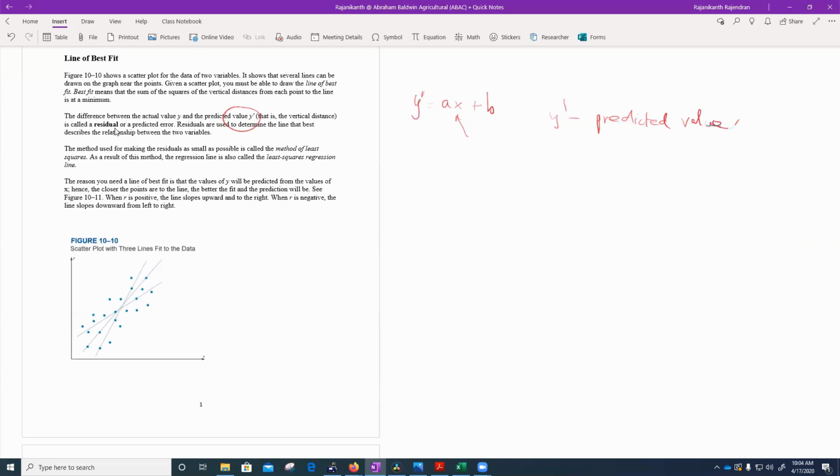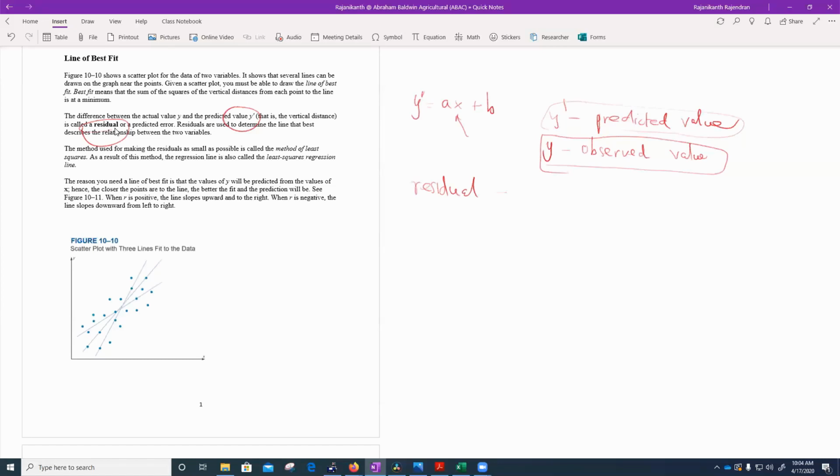We don't know it. We are just guessing. But I'm using a little y as my observed value. Observed value means this y value is coming from your data points, the y coordinate of your data point. So this is, of course, given. The y prime is what I'm predicting, guessing. So this is the actual value, and there should be a difference between y prime and y. That difference is called the residual.